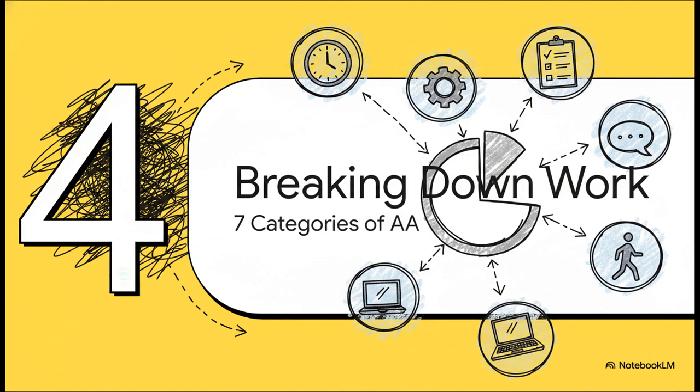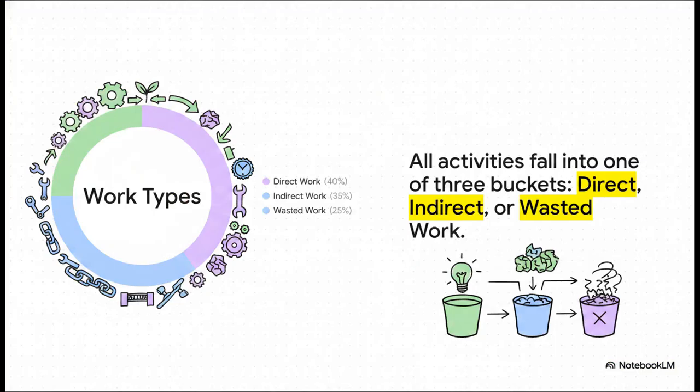Well, the real magic of activity analysis is in how it categorizes work. It breaks down literally everything a person does during the day into 7 specific buckets. And that gives us this incredibly clear picture of where time is actually going. At the very top level, every single activity falls into one of 3 buckets. You've got direct work, or DW. This is the good stuff, the pure value.